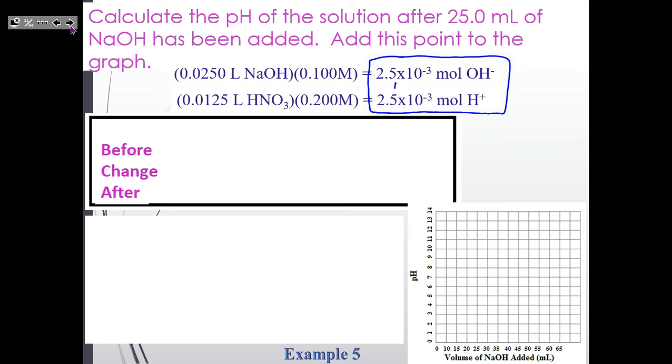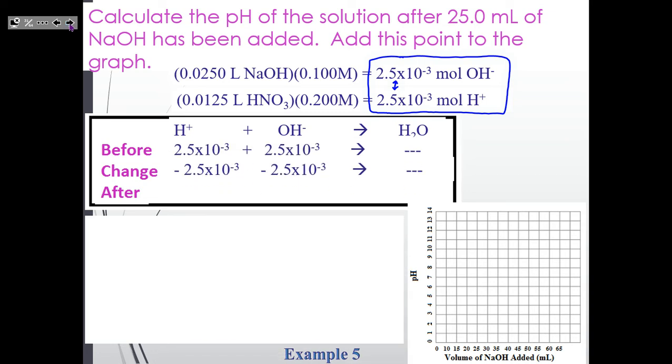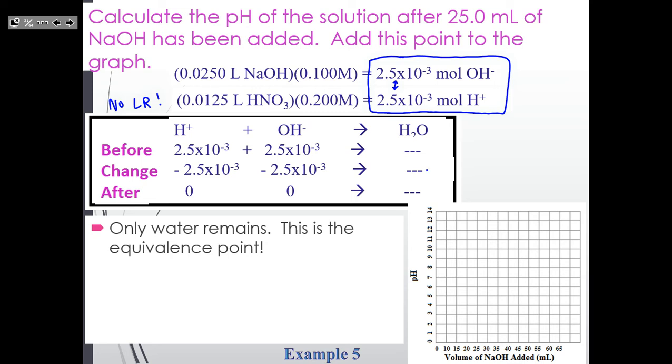When we get to this point, check it out. What we notice is that the moles of hydroxide and the moles of hydrogen are equal. We can still use a BCA table. Our net ionic equation is still the same for a strong acid, strong base. But what you notice is there is no limiting reagent. And so both of them go to 0, which means water is the only thing that's remaining here. And what we know is that water by itself does not affect the pH. So yes, this is our equivalence point.